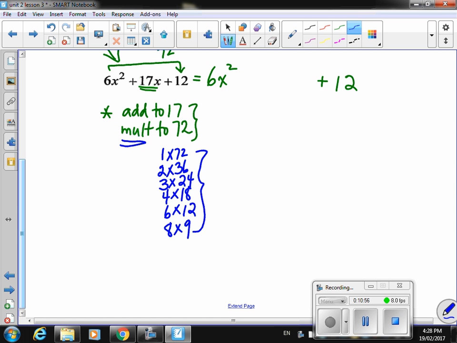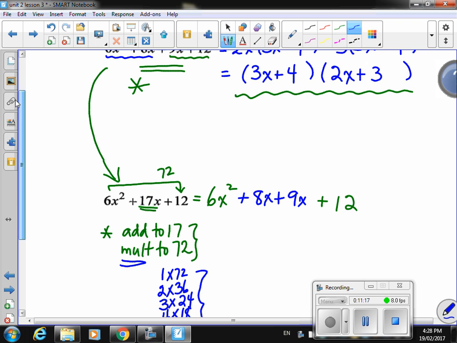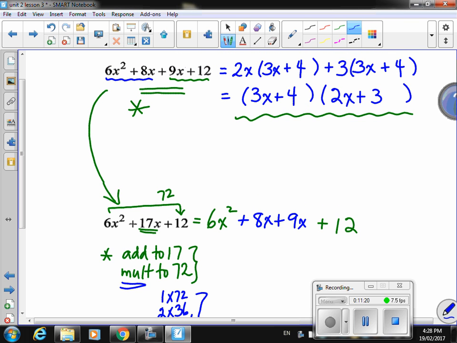But I would look to find which one of those adds to 17. And the only one that works is that one. So I would decompose this question to 6x squared plus 8x plus 9x plus 12. And that's the question I gave you at the top. And we can factor that one by grouping and end up with the answer 3x plus 4 times 2x plus 3. So I wanted to show you why it works. And now we're going to try one.